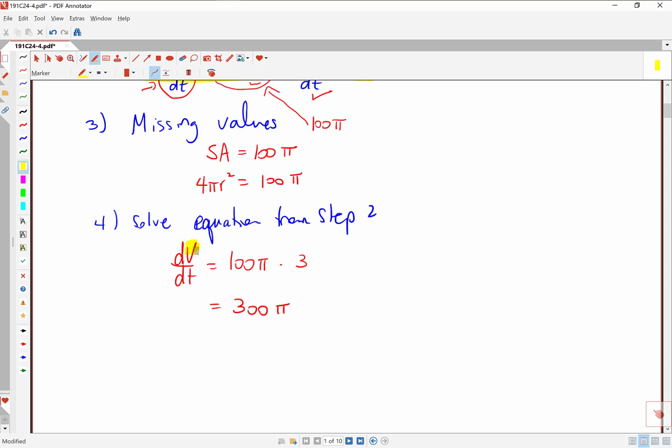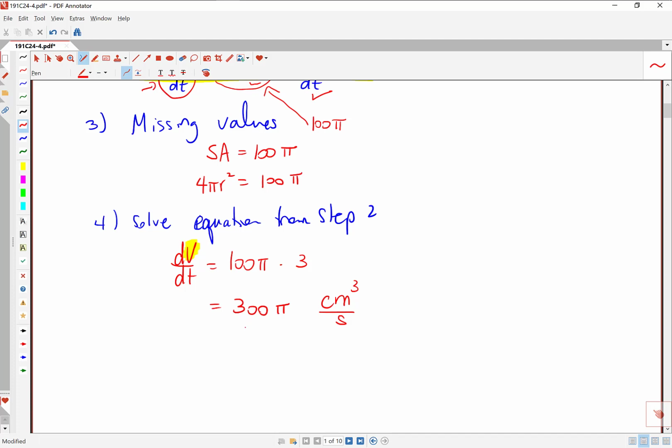So we've got units for our volume would be centimeters cubed, and then units for time, we know that's seconds, because we were told that our radius is increasing at 3 centimeters per second. So our answer is 300 pi centimeters cubed per second. Makes sense that that's a positive number. The fact that this number is positive tells us volume is increasing. If the balloon were being deflated, then we would see a negative number here.